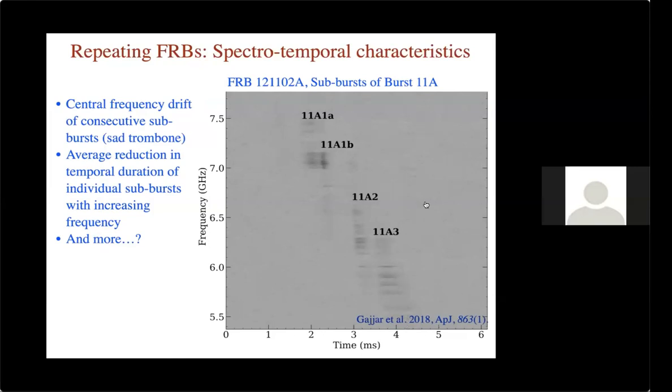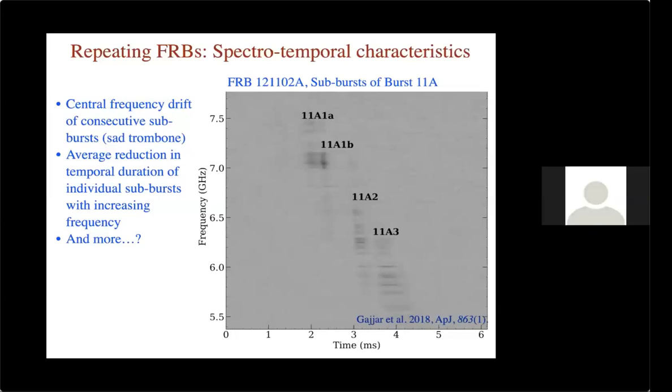And these are just a couple of examples of the structure that we have seen in the repeating subbursts. As more data becomes available, we can expect new structures and learn more. The question is if this spectro-temporal structure that we see for the repeaters can provide some insight about the underlying physical mechanism for the FRBs, or if there is some information that we can extract from these structures.